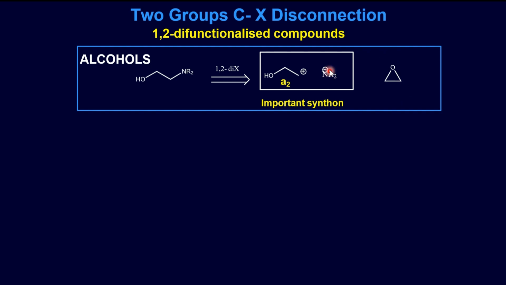This epoxide I treat with NR2, a dialkyl amine. This has a lone pair of electrons. It can attack the positive center. The carbon oxygen bond breaks, the electrons move towards oxygen, and O minus combines with H plus to give OH. And I have synthesized the difunctionalized compound at 1 and 2 position. This is the strategy followed for the two group C-X 1,2 difunctionalized compound synthesis.